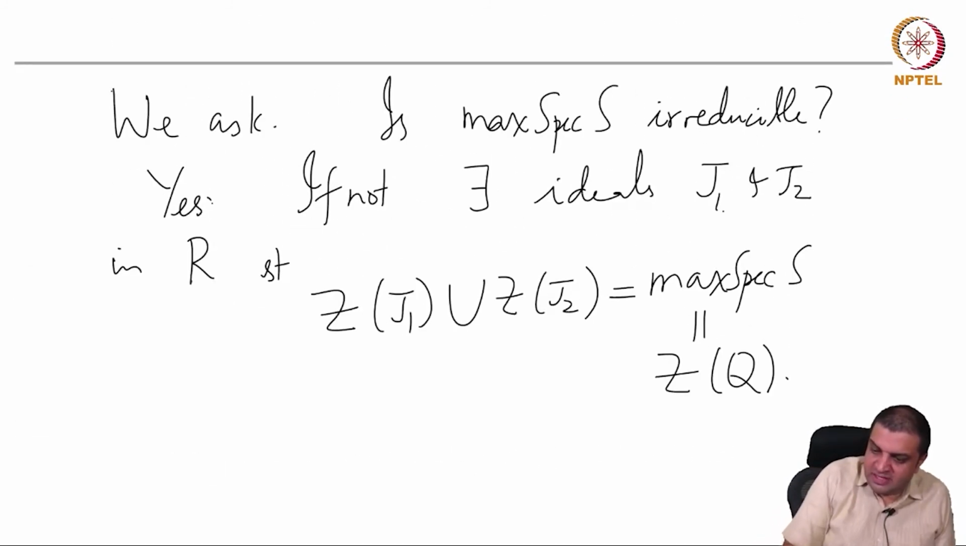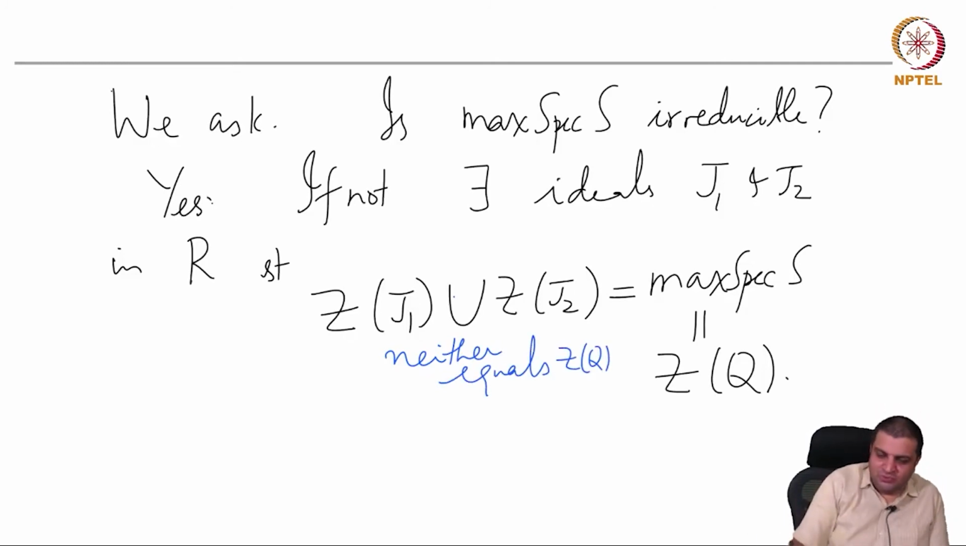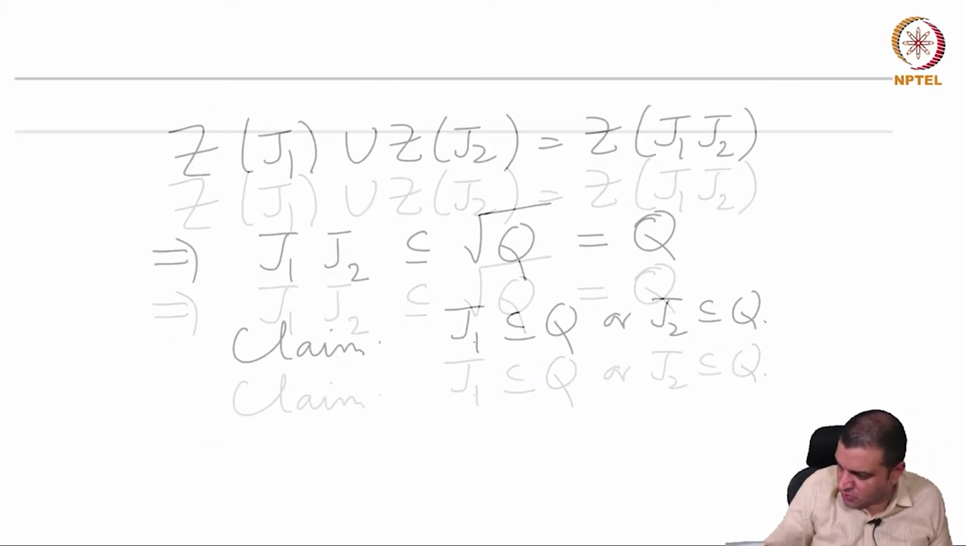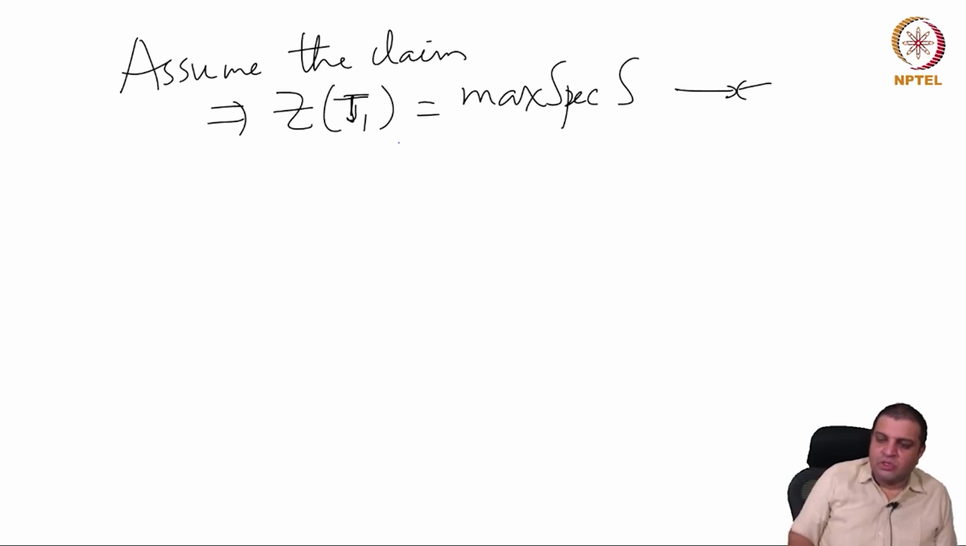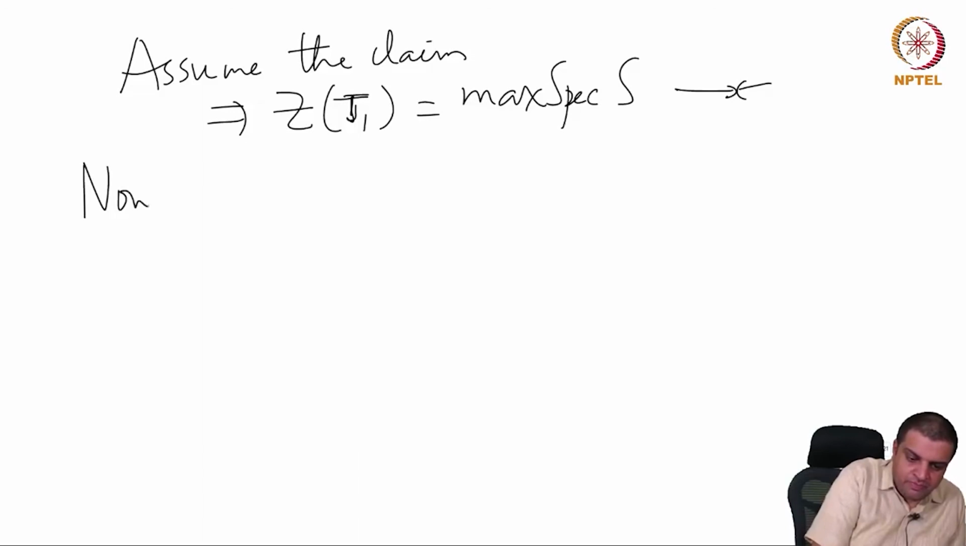When you say "if not, there exist ideals such that this is true," then although I didn't say it explicitly, we implicitly assume that neither of them is equal to this. Otherwise, there is nothing to prove. The assumption implicitly says that these are distinct from Z of Q, although I didn't write it here. So neither of them is equal to Z of Q, but here we are concluding that one of them is equal to Z of Q. So therefore, this is a contradiction.